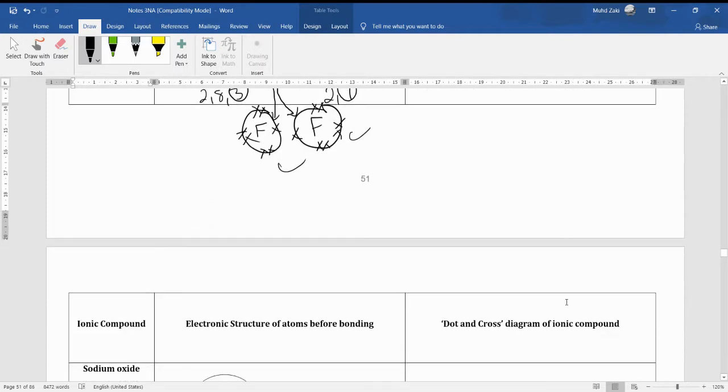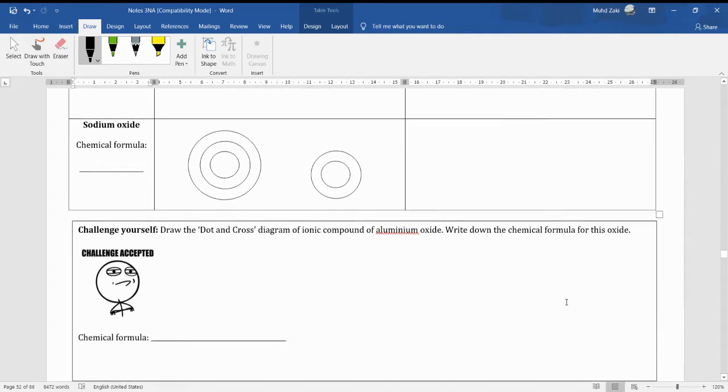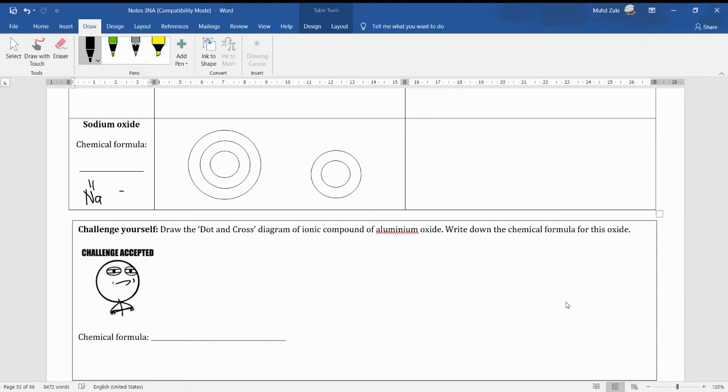Okay, let's move on to page 52. Sodium oxide. If you look at the periodic table, sodium has proton number 11. Oxide is from oxygen, right? You have to make a bit of a guess in this case. Oxygen's atomic number, or proton number, is 8. So sodium should have the configuration 2, 8, 1.